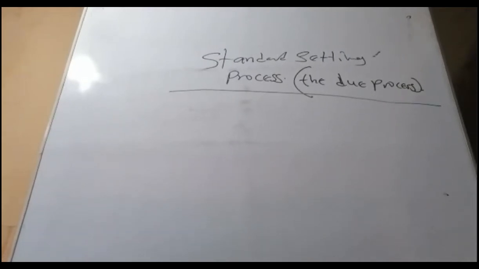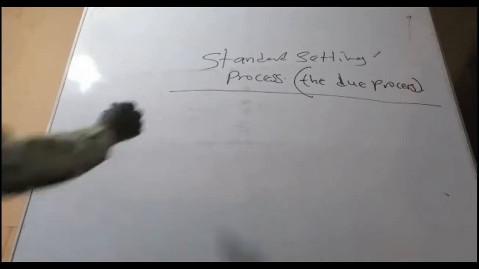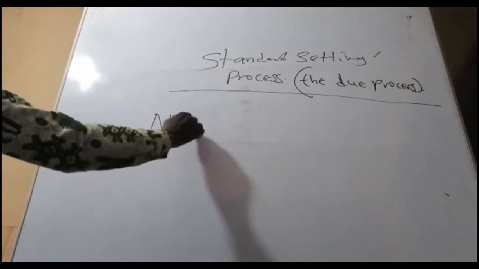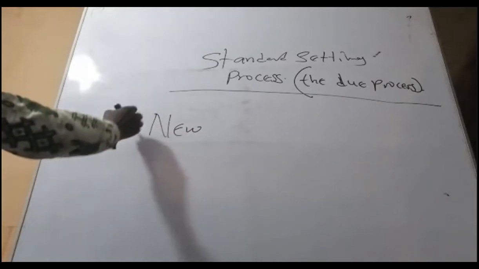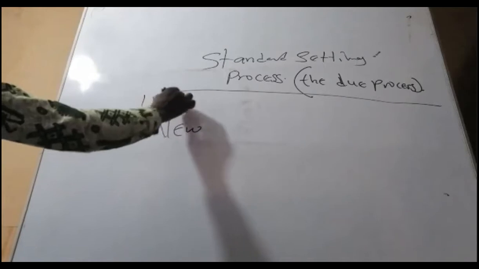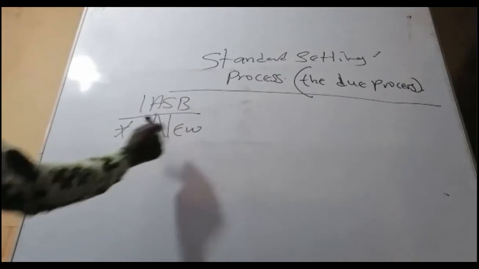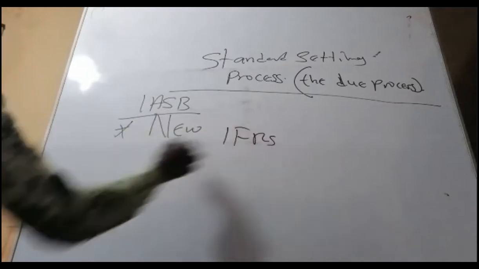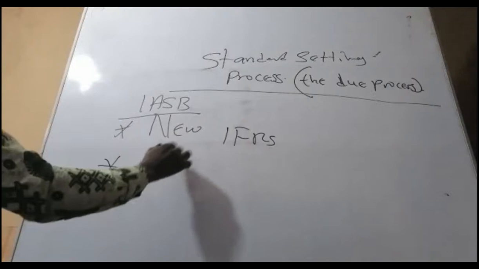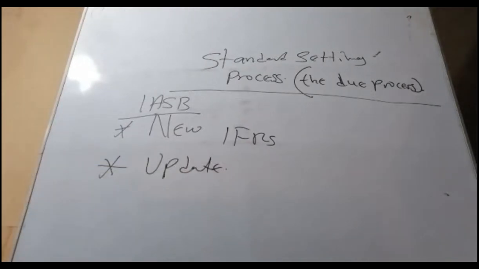Good. So we should take notes of that. So whether we are updating a new standard, updating an existing one, or developing new IFRS, these are the stages that the IASB goes through to either develop a new standard, new IFRSs, or to update or revise an existing standard. That is all. Okay. Let's start with the process.